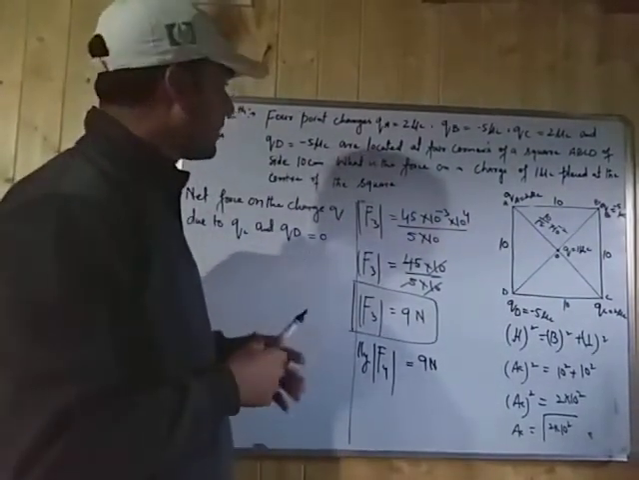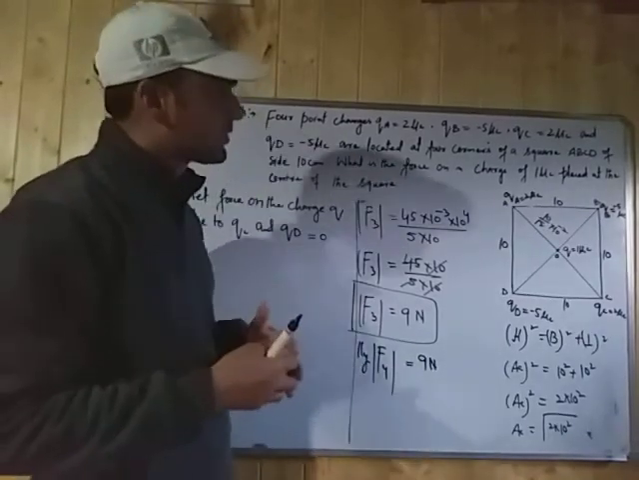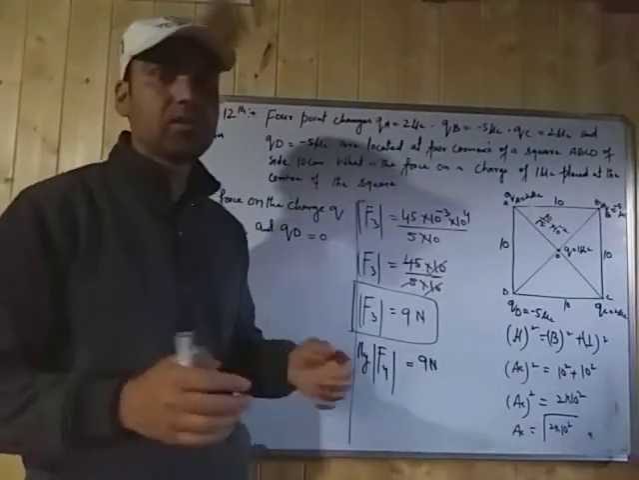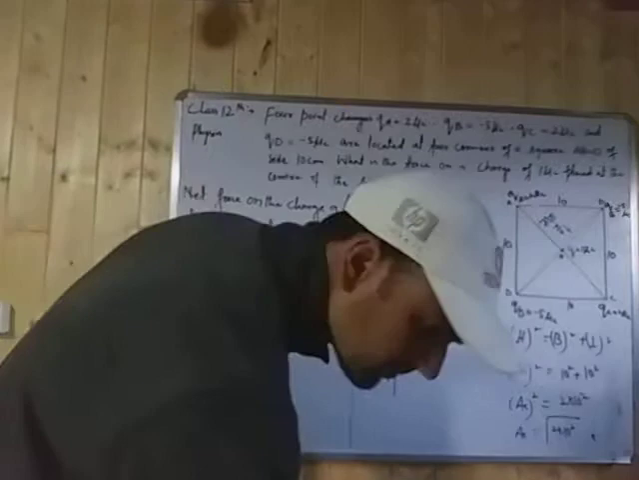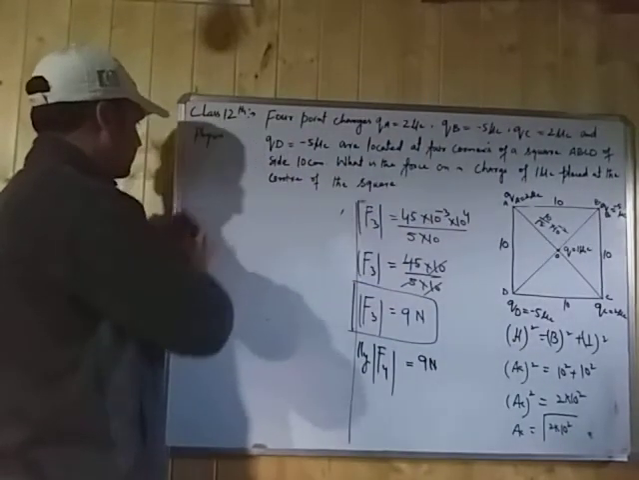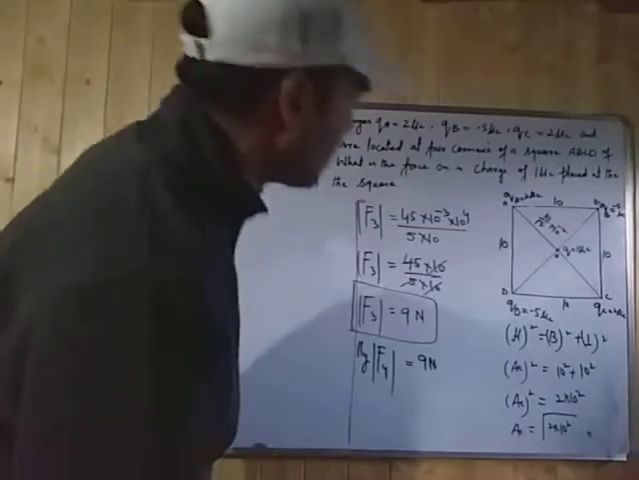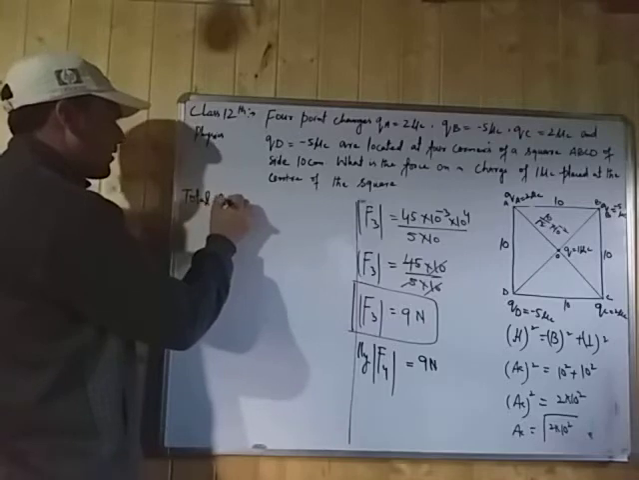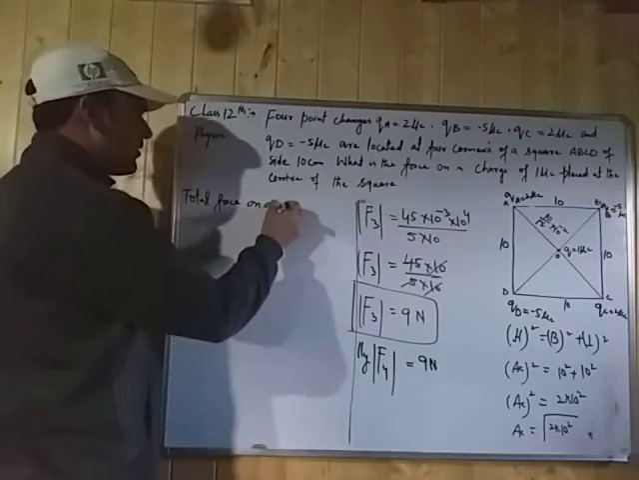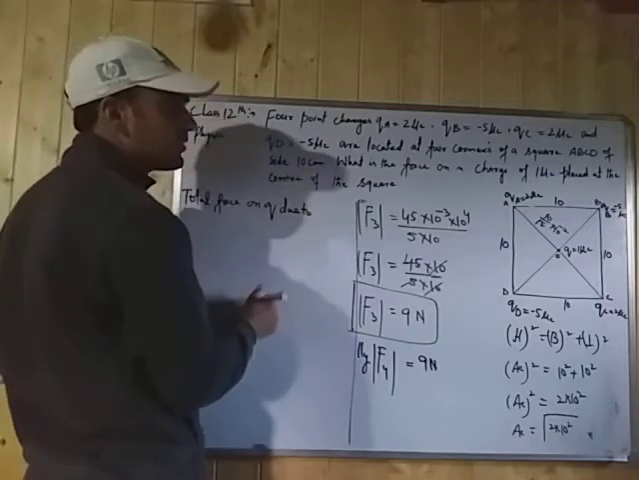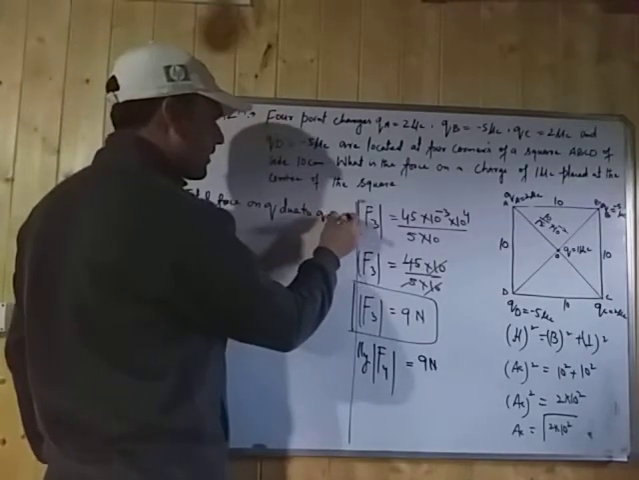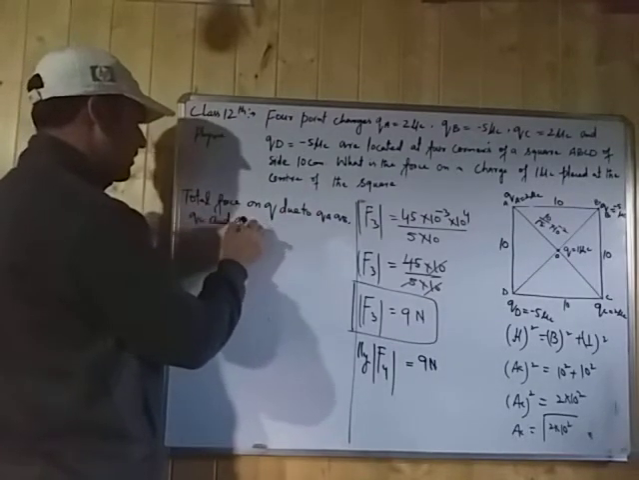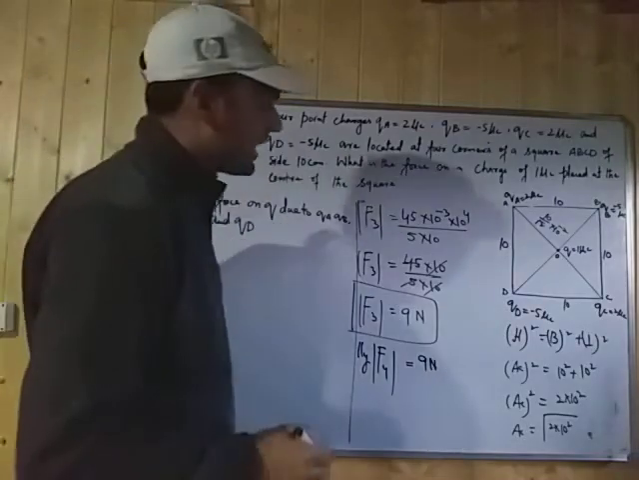But we have to calculate the total force, the net or resultant force acting on this charge due to all other charges which are located at the corners of the square. Resultant force, total force on Q due to QA, QB, QC and QD. So net force that will also be equal to 0.